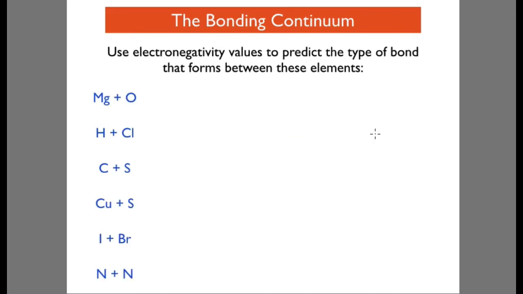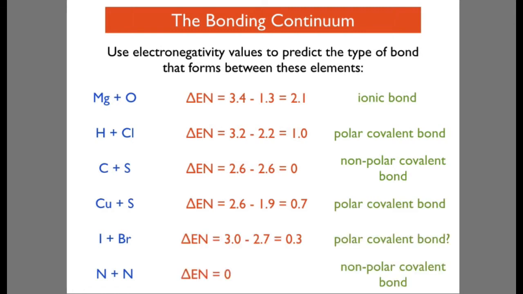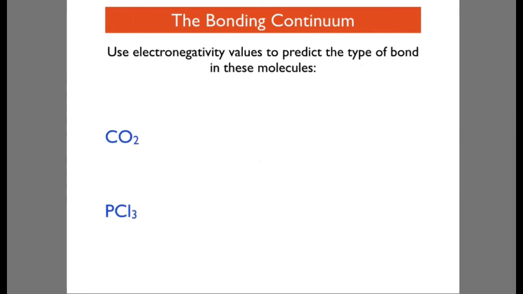Okay, use the electronegativity values in your data booklet to predict the type of bonds that form between these elements. Press pause and have a go. So, how did you do? Well done. You can do a dance of joy to celebrate your correct answers. And again, use electronegativity values to predict the type of bond in these molecules. Press pause and have a go.